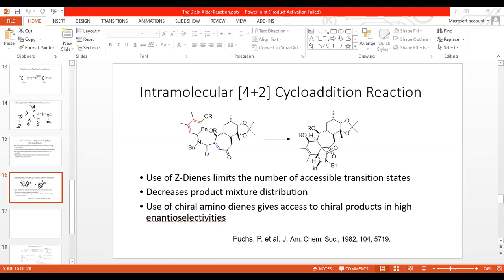So amidation here gives you this amide. And then when they took this amide, they talked about multiple pathways to get to these two products, but the main pathway transition state is shown here.